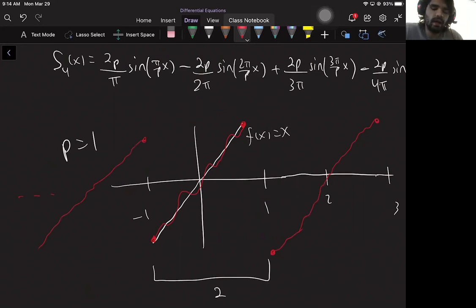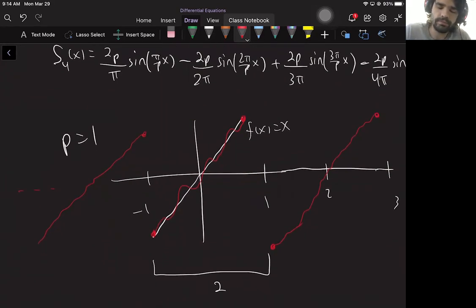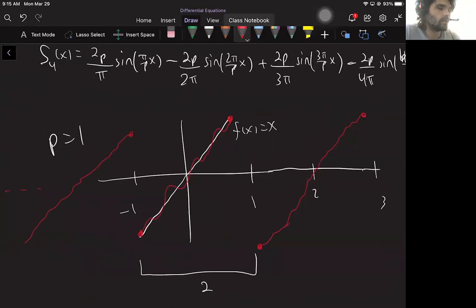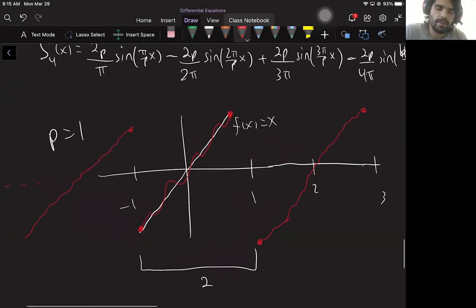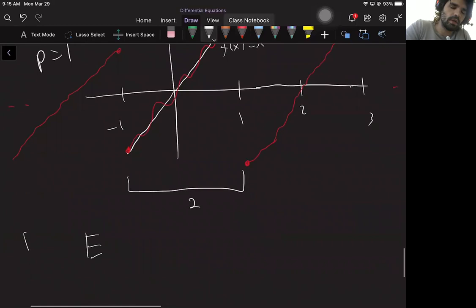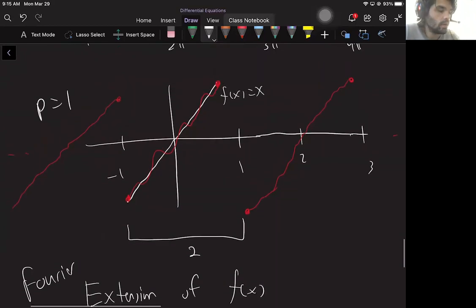So what this Fourier series does is it becomes the function on your negative p to p, but then it creates copies of the function over and over, to the right and to the left. So it's much better than a power series, which just becomes the function near the center, but doesn't do anything else. So this is much cooler. Okay, I think it's called the Fourier extension of the function, which would be this red stuff.